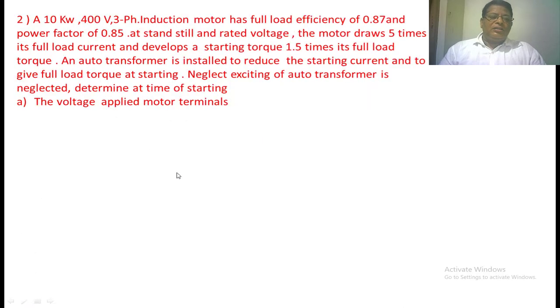Now we come to the second numerical. A 10 kilowatt, 400 volt, 3-phase induction motor has a full load efficiency of 0.87 and a power factor of 0.85. At standstill and rated voltage, the motor draws 5 times the full load current and develops a starting torque of 1.5 times its full load torque. An auto transformer is installed to reduce the starting current and to give the full load torque at starting. Neglect the excitation current of the auto transformer. Then determine the voltage applied to the motor terminal at the time of starting.